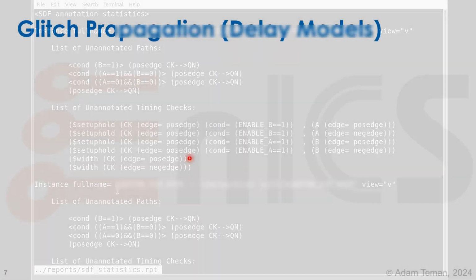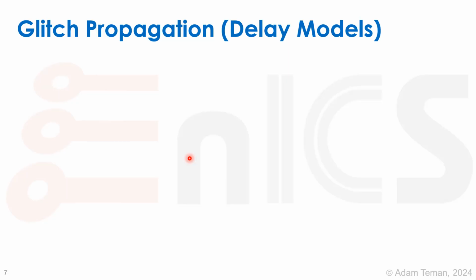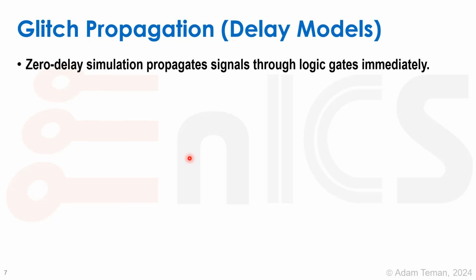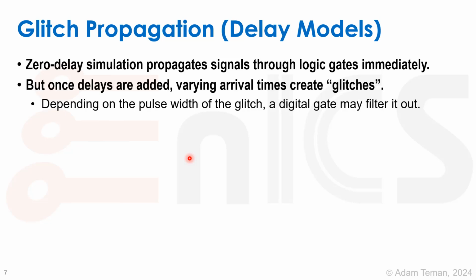One more point over here is glitch propagation or delay models. Zero delay simulation propagates the signals through the logic gates immediately. But once we add the delays, varying arrival times create glitches. And we saw that in the previous slide, where we had these little changes until the signal stabilized. The thing is that digital gates actually filter out such glitches. If we have a really small glitch, like a really small pulse where for a very short amount of time an AND gate changes from 0 to 1 and then goes back to 0, then the next digital gate may not pass that through.